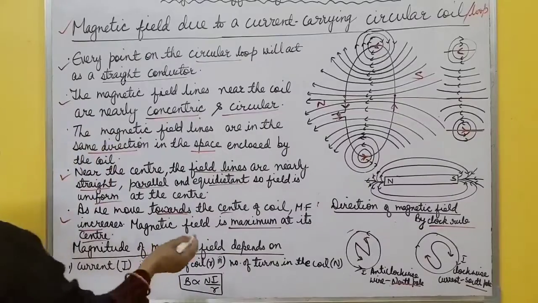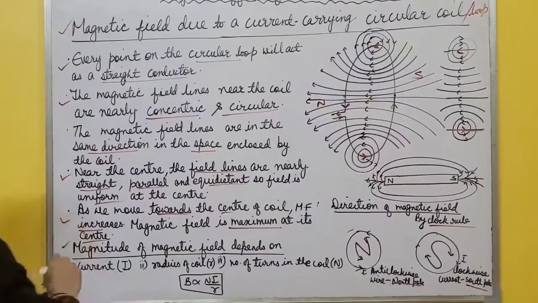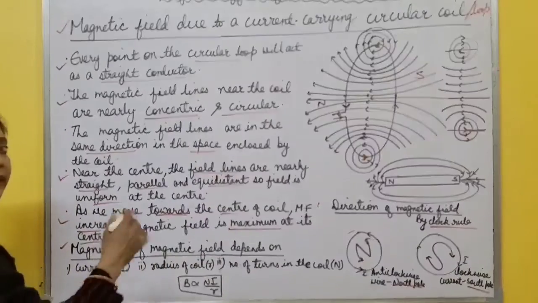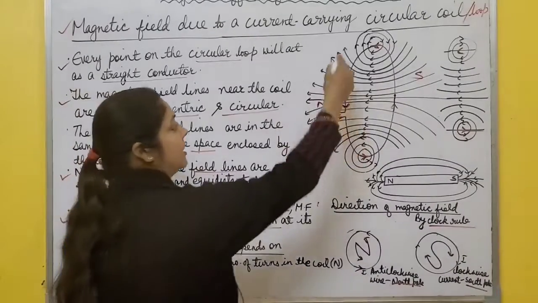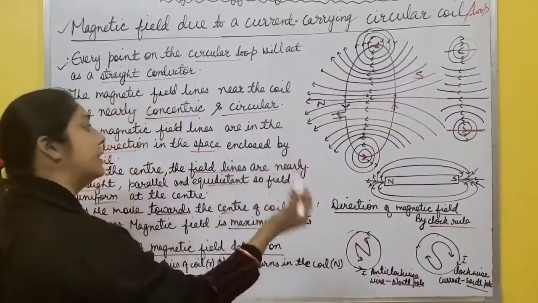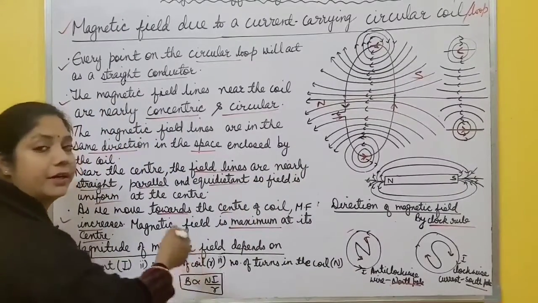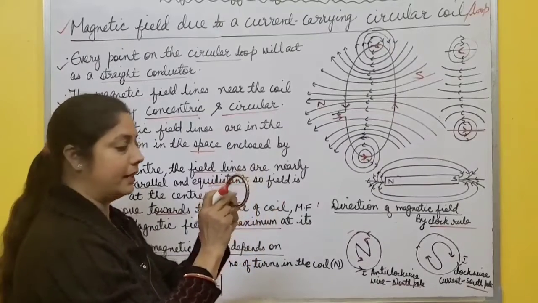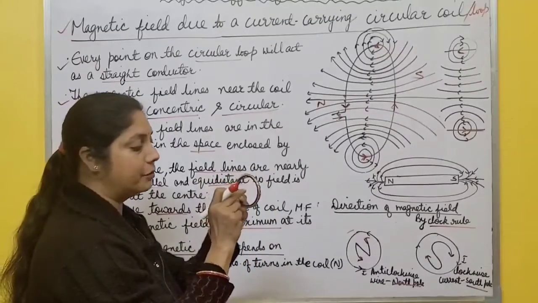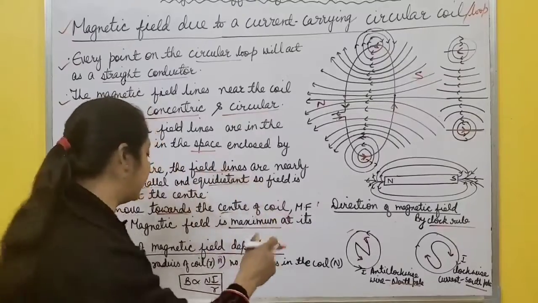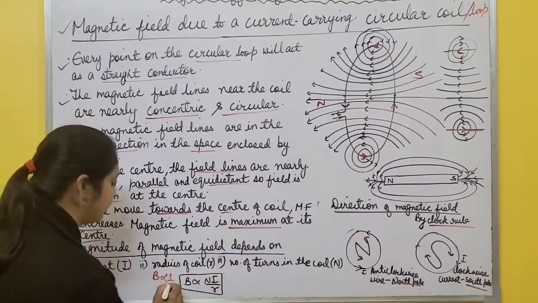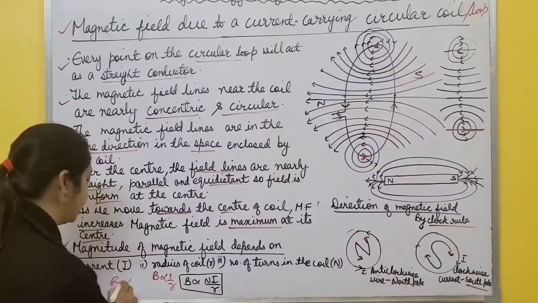Right? Now, on which factors does the magnitude of the magnetic field depend? It depends on three factors. Number one is current. The greater the current flowing through this circular coil, the greater the magnetic field. It also depends upon the radius of the coil. The magnetic field is maximum at the center of the coil. If you move away from the center, the field decreases. It means it is inversely proportional to the radius of the coil, and directly proportional to the current.